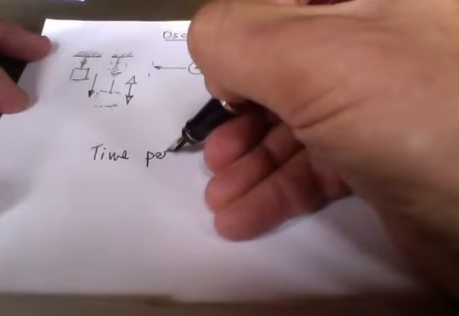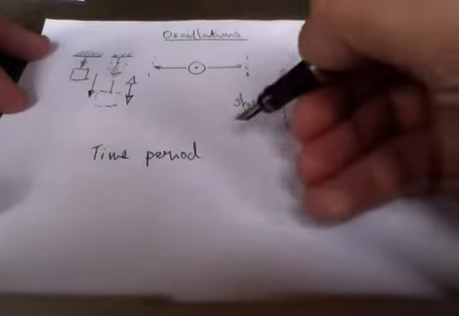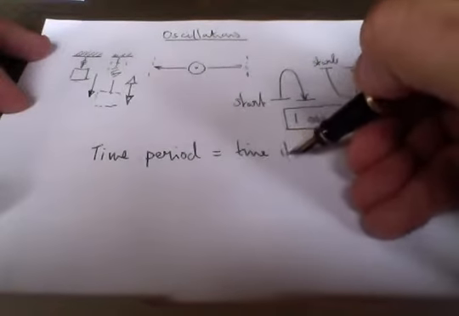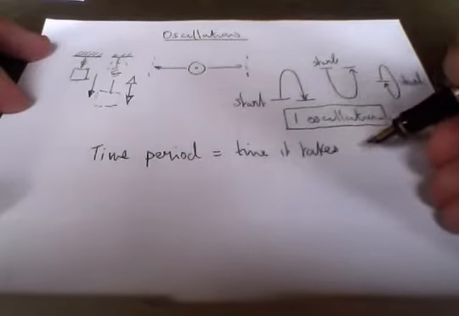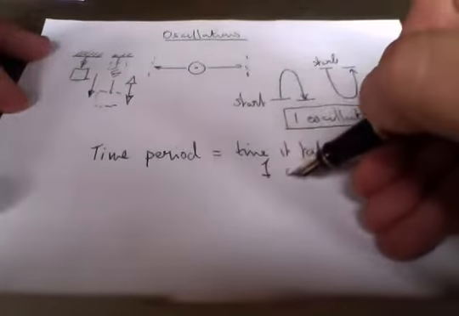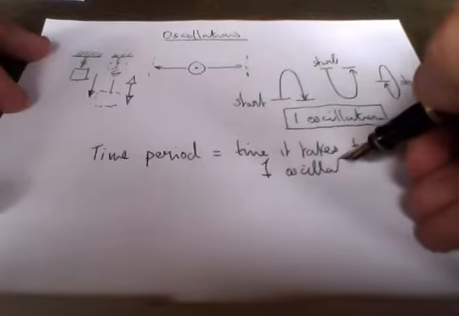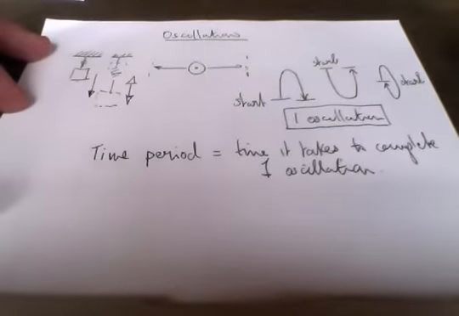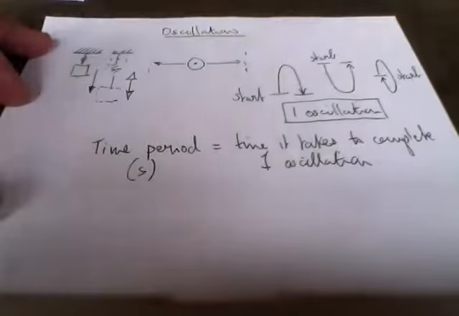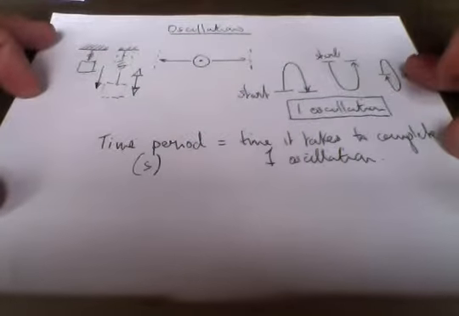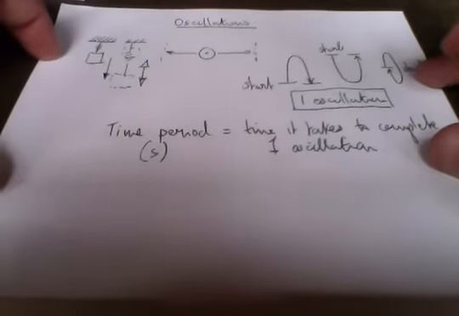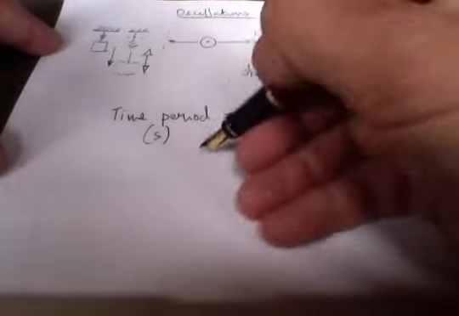And this is the first concept I'd like you to memorize. So the time period is the time it takes to complete one oscillation. And we always reference that in seconds. So the time it takes in seconds to complete one oscillation, which is the time period. And we often give it the symbol T.